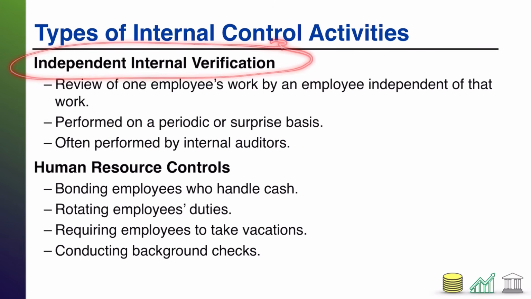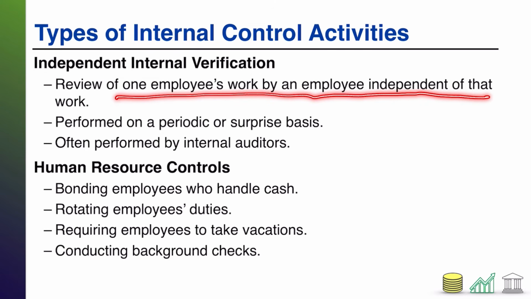Independent internal verification. This is the review of one employee's work by another employee that is independent of that work. So again, sticking with my cash register example, you have the person working the register, and at the end of the shift, that person has a certain amount of money in the register. Now, that person has to hand that money off to a supervisor who is then going to count that money and make a record of it.